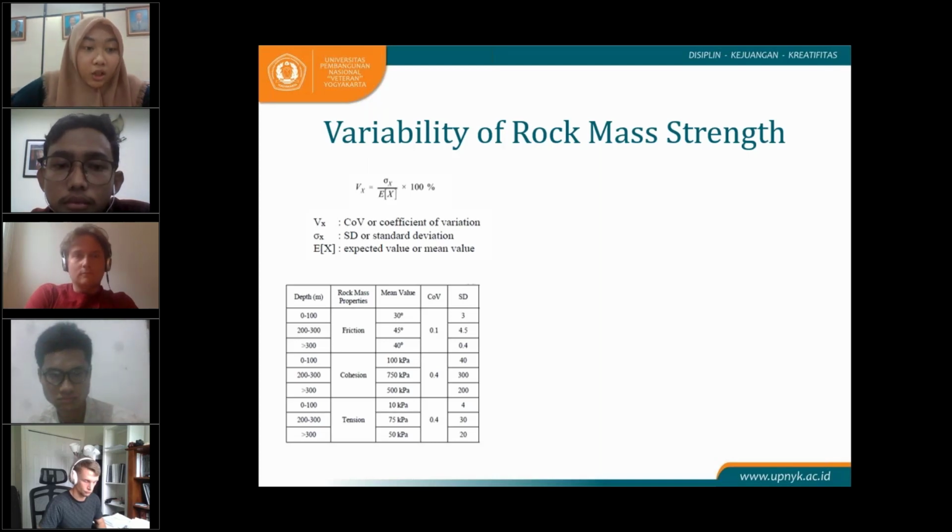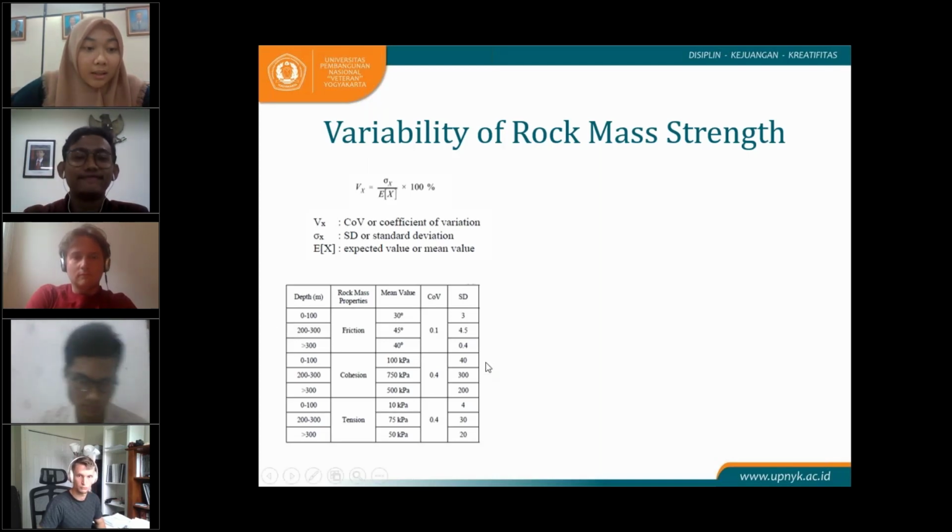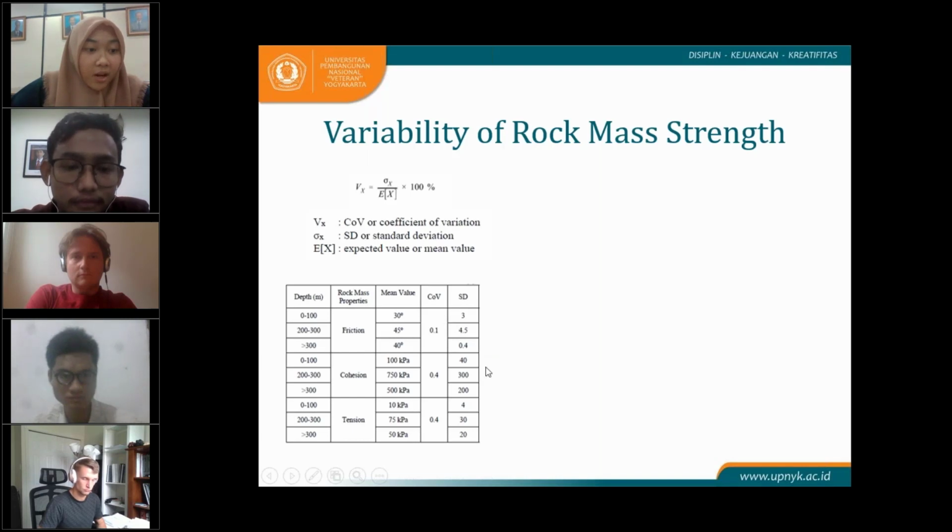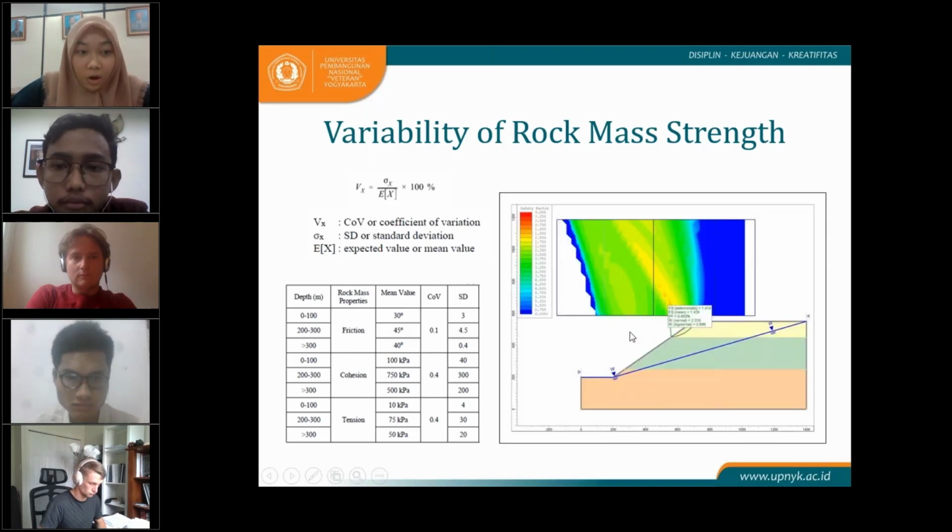And then this is the tabulation of variability data from covariance and standard deviation, classified by depth, in friction angle, cohesion, and tension. And this is the result from computing the probability of failure with Slide.